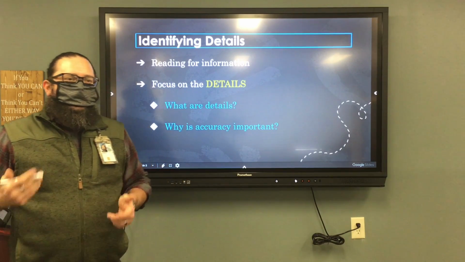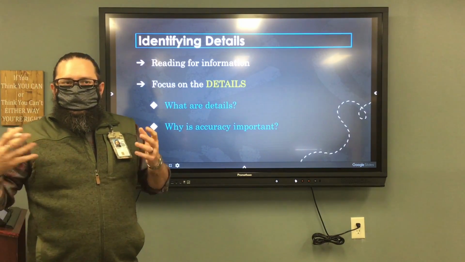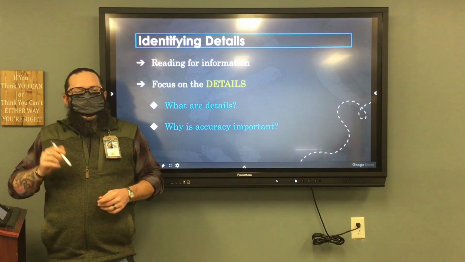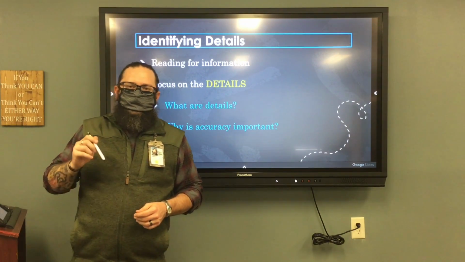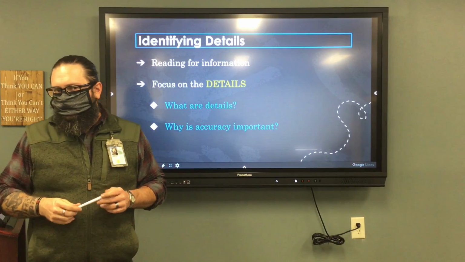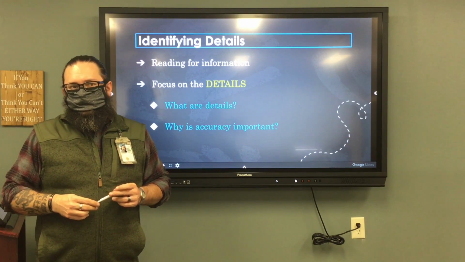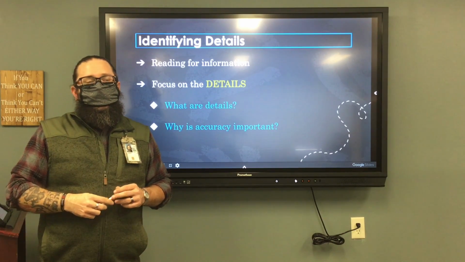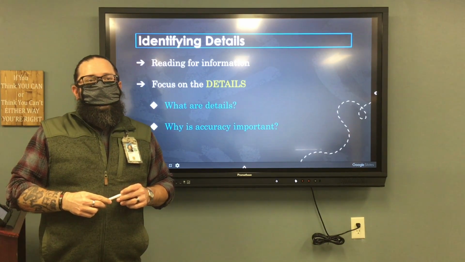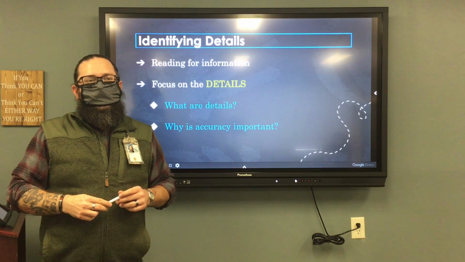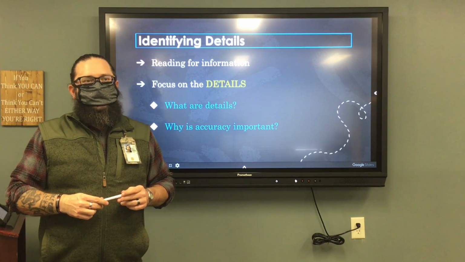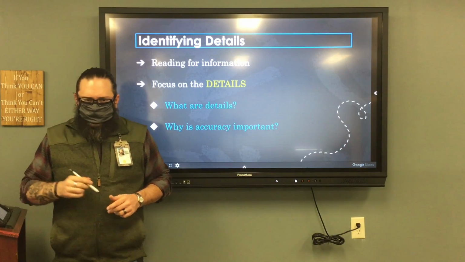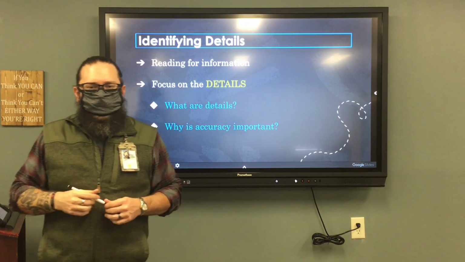So as we focus on the details, now that we know what details are, why do you think that accuracy is important when it comes to identifying details? Yes? Is it to get straight to the point instead of trying to add things to make it confusing? Yes, you definitely want to get straight to the point. Absolutely. So we want to make sure that those details are accurate.